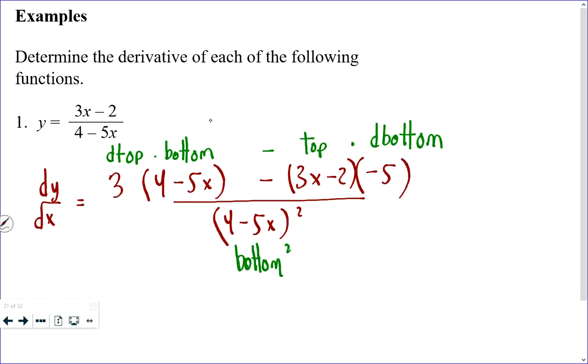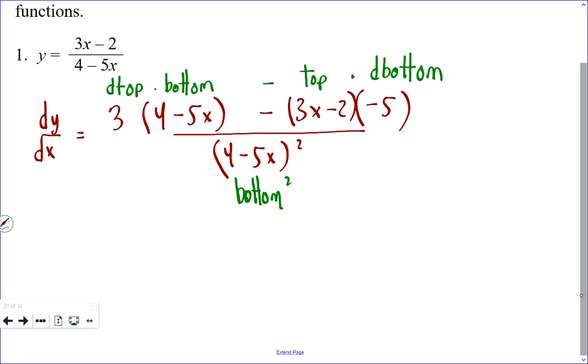Okay. Very common to forget to square the bottom. I mean, it's an important feature. Obviously, you need to do it, but you'd be surprised how often you forget to do that. So now we're going to simplify the top.